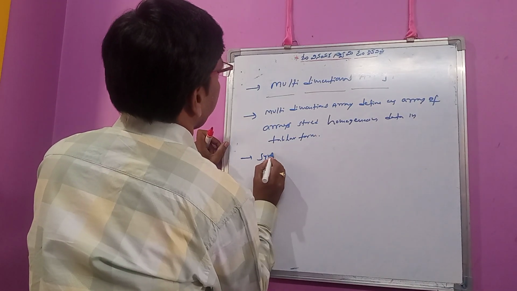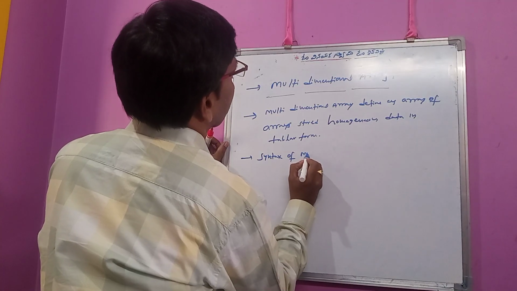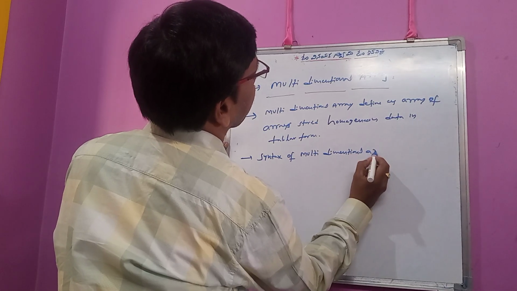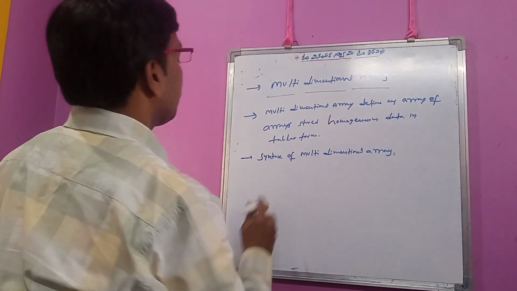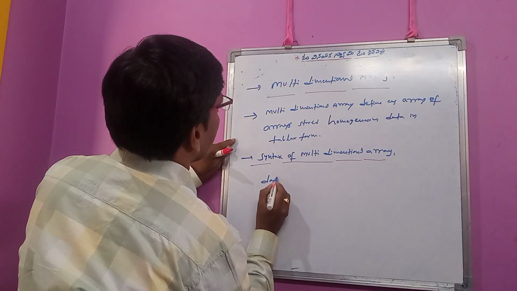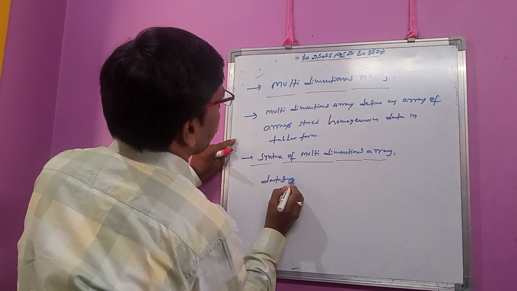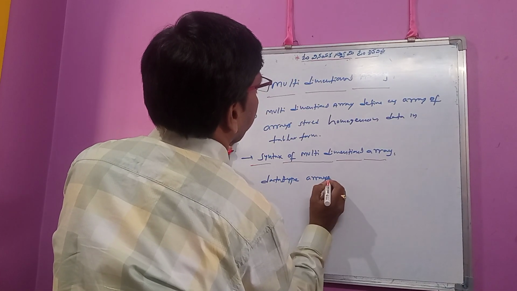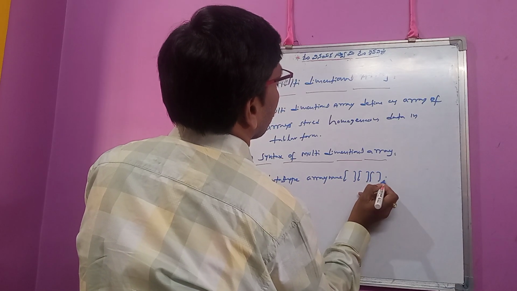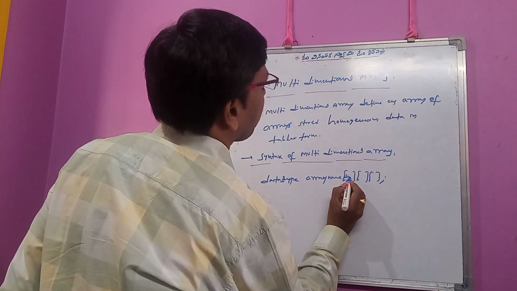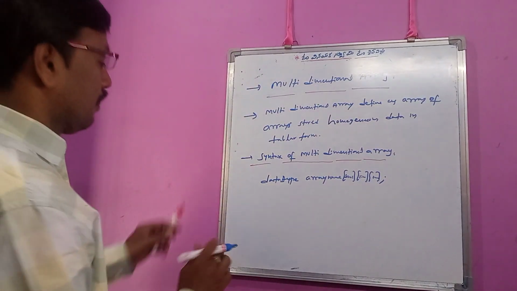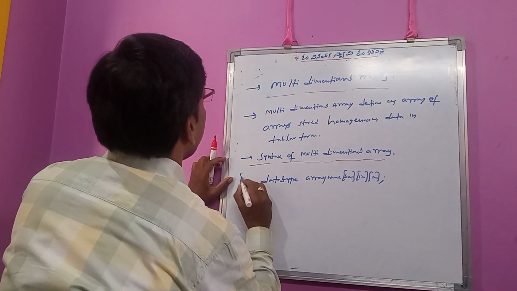Syntax of multi-dimensional array. Data type, space, array name, here size 1, size 2, size n, semicolon. This is the syntax.